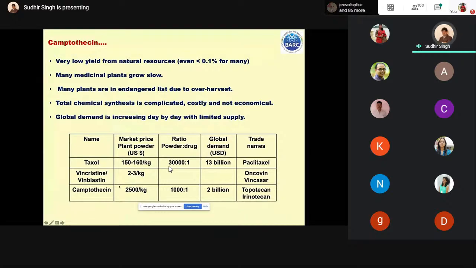Now, the third most prominent compound in terms of global value is camptothecin, that is purified from these three sources that we just explained, and the market price is close to $2,500 per kg, and the ratio is relatively higher. You can say almost 1 to 3. I gave examples. So 1000 kg, if you have dried powder, you will end up with 1 kg of this drug, and the market value is close to 4 billion. Here I have not updated. And the commercial products from this compound include Topotecan and Irinotecan.